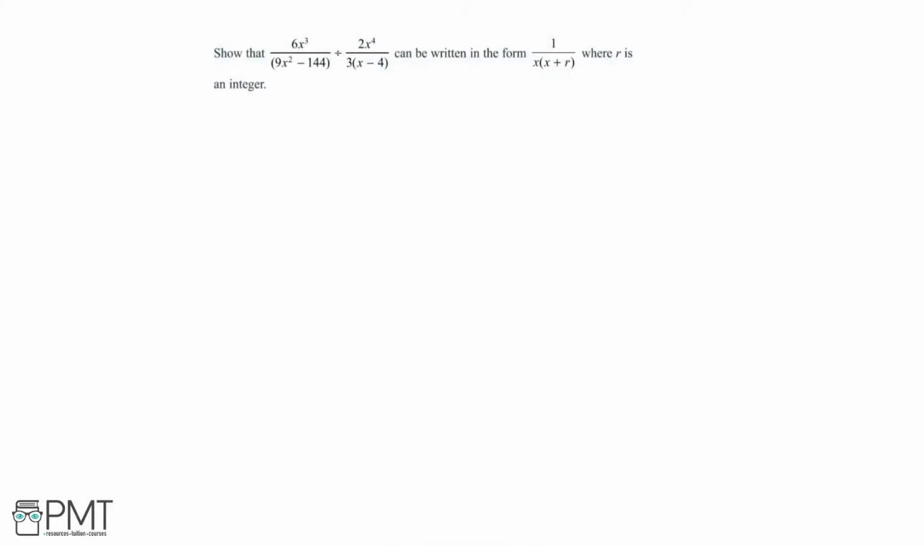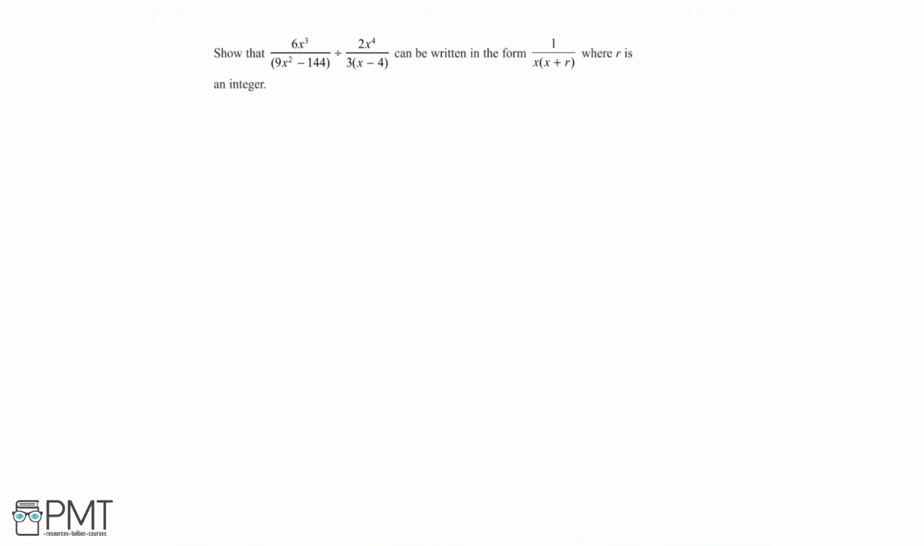In this question, we need to show that 6x cubed over 9x squared minus 144, divided by 2x to the power of 4 over 3 brackets x minus 4, can be written in the form 1 over x multiplied by x plus r, where r is an integer.